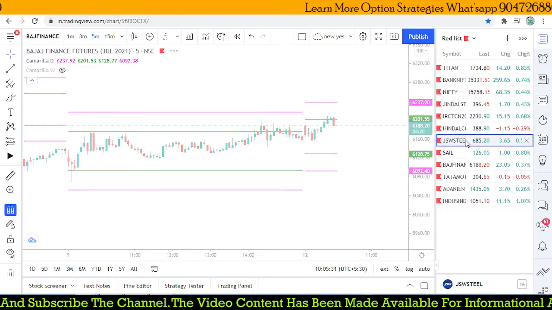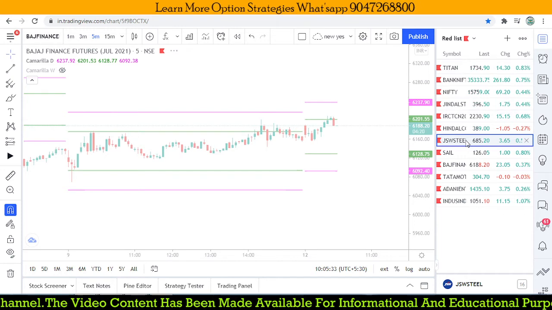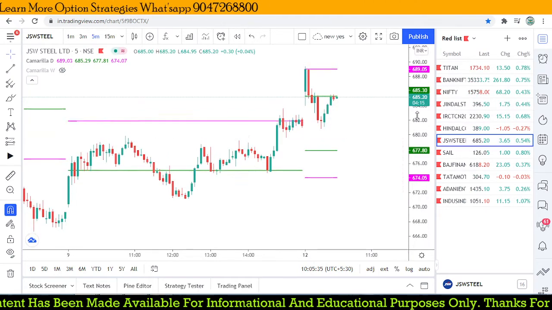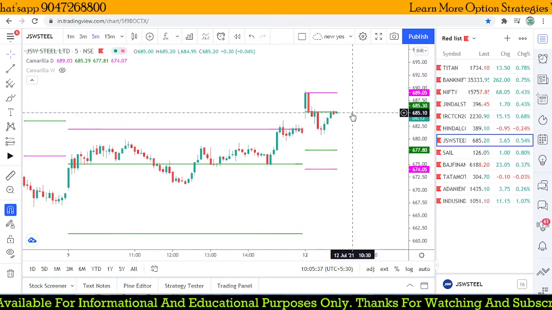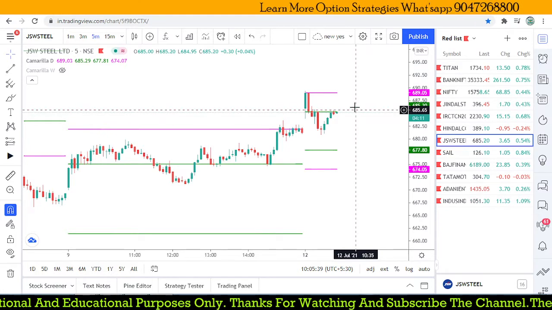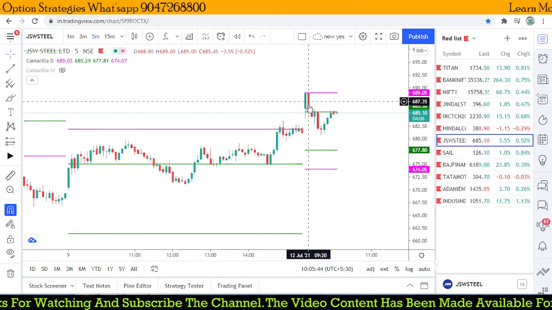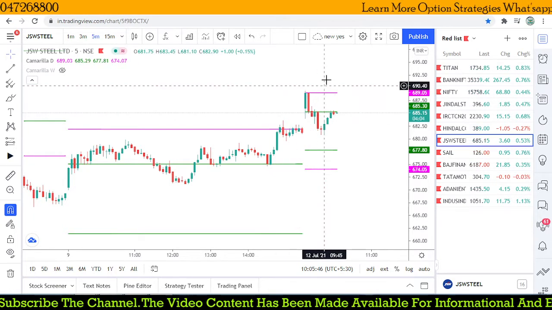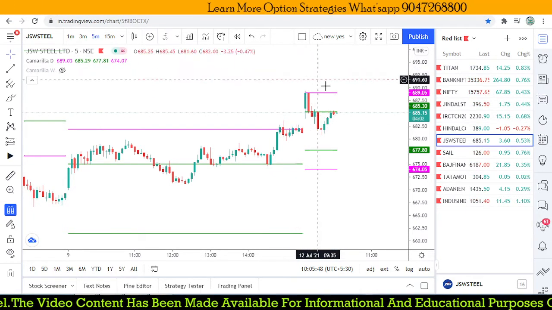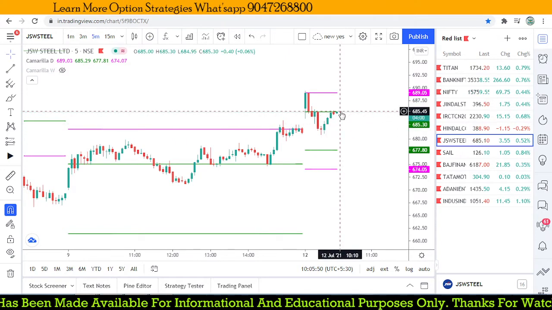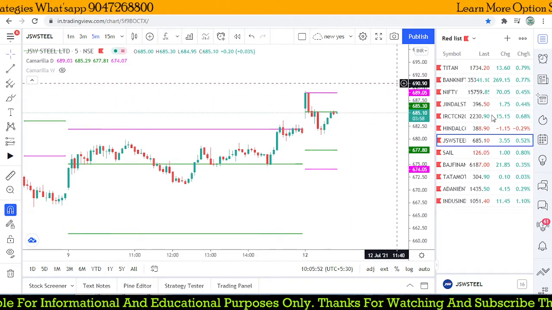And JSW Steel opened around R4, so there will be chances to sell at this point, and we keep the stop loss above this level. It opened around R3 and R4 and was not able to sustain over there, so it reversed. We may expect this as a selling point with a stop loss above it.